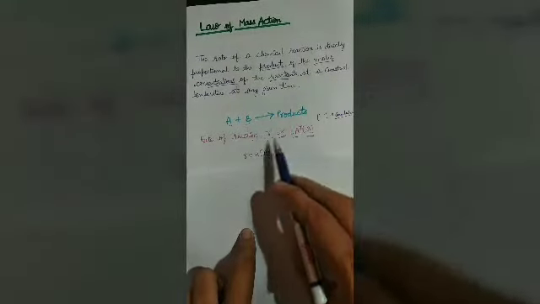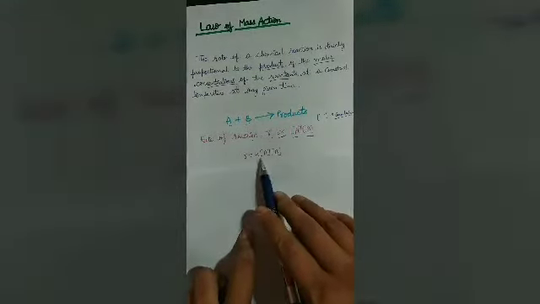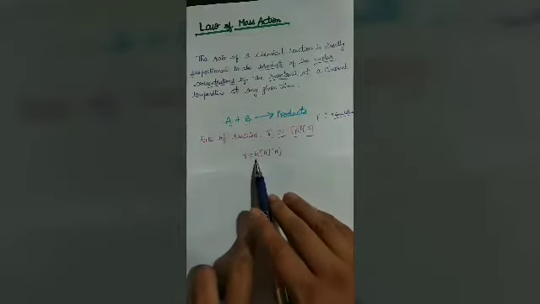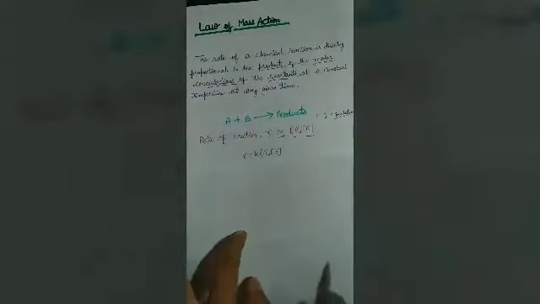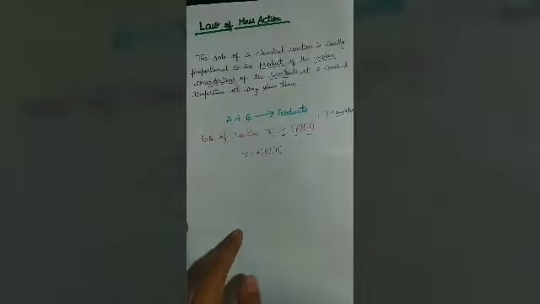If we replace this proportionality sign, there will be a constant term, and R is equal to some constant K into concentration of A into concentration of B, because that is the product of molar concentration. That's why we have placed a multiplication sign here.